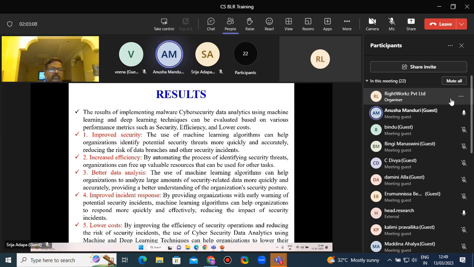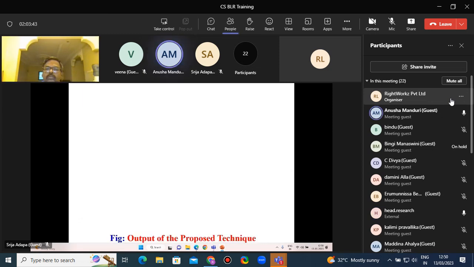Fourth one is improved incident response. By providing organizations with early warning of potential security incidents, machine learning algorithms can help organizations to respond more quickly and effectively, reducing the impact of security incidents. Fifth one is lower cost. By improving the efficiency of security operations and reducing the risk of security incidents, the use of cybersecurity data analytics using machine and deep learning techniques can help organizations to lower costs. Next slide.